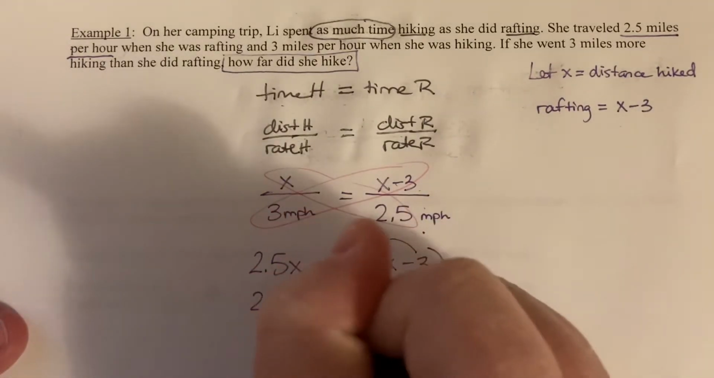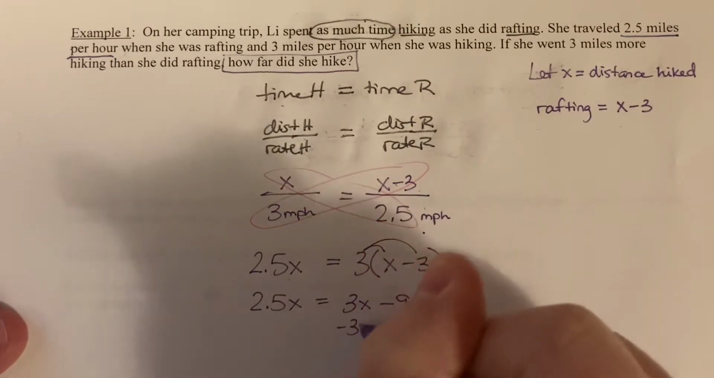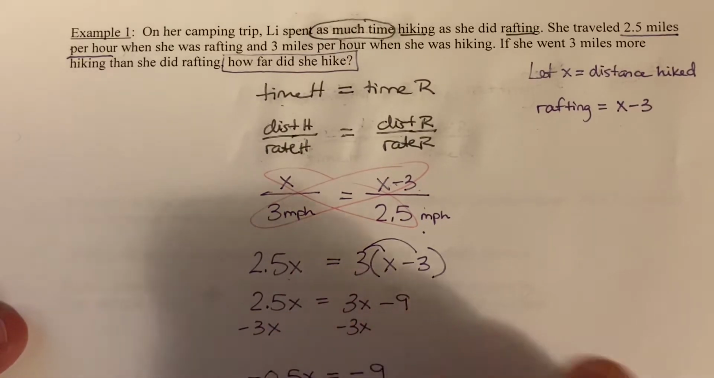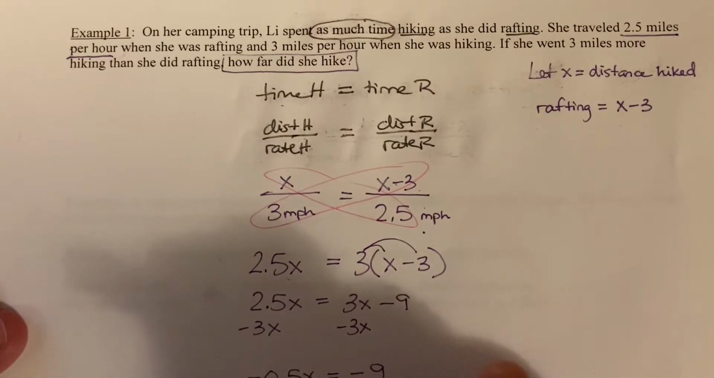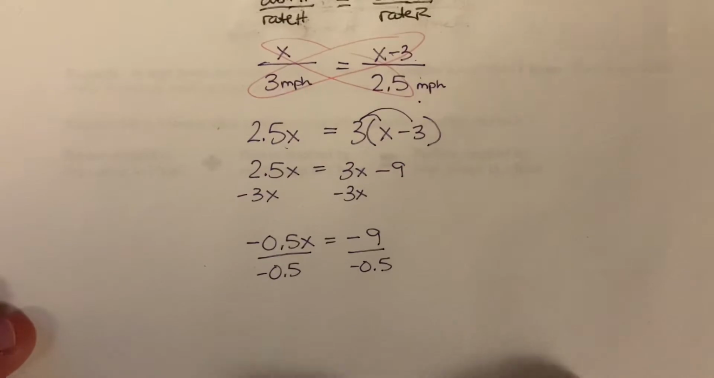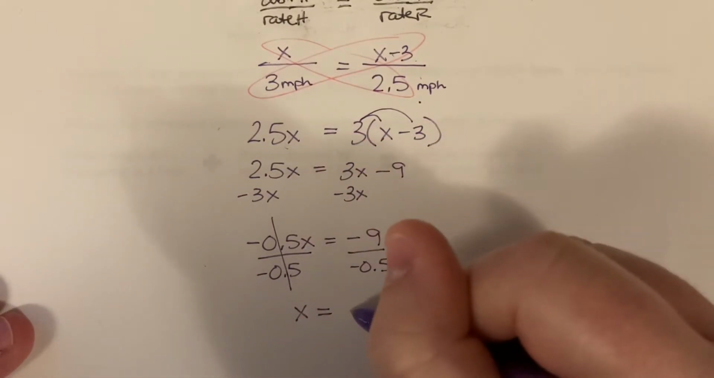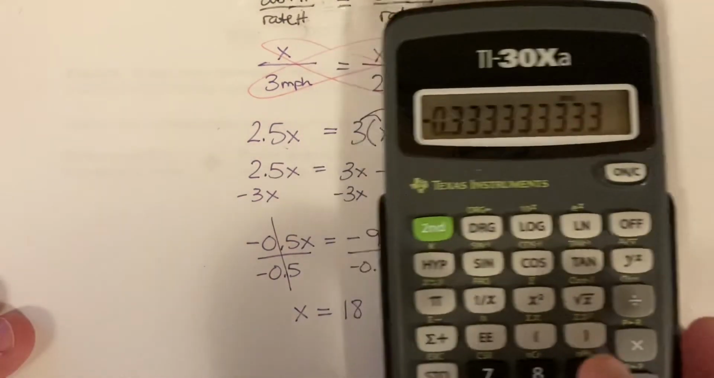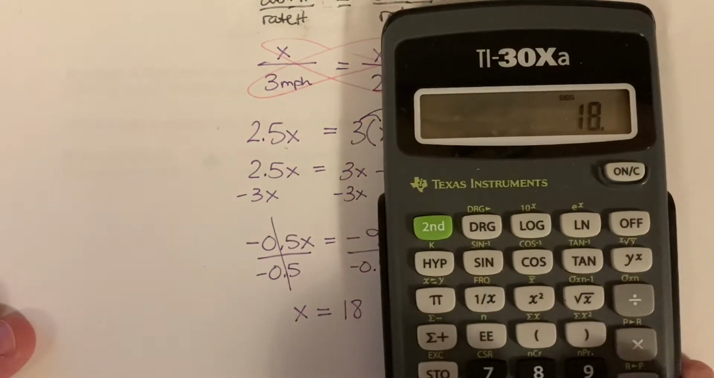So 2.5x is 3x minus 9. I'm going to subtract 3x from both sides. So negative 0.5x is negative 9. Divide by negative 0.5 on both sides. Once we get rid of the fractions, hopefully it's something that is pretty easy to do. x, I think, is 18, but you know, double check on a calculator. The negatives cancel, so it's just 9 divided by 0.5 is 18.